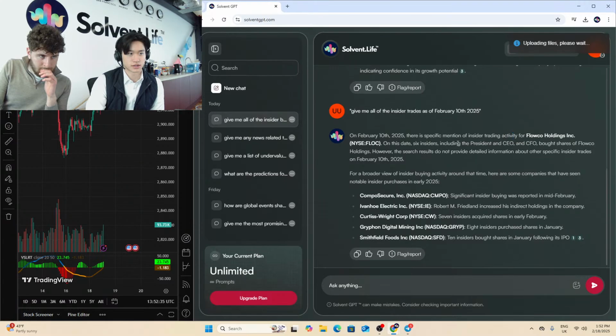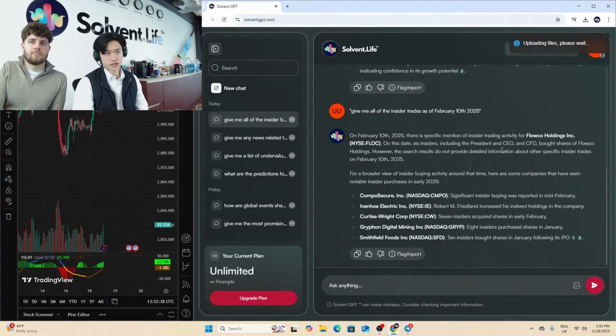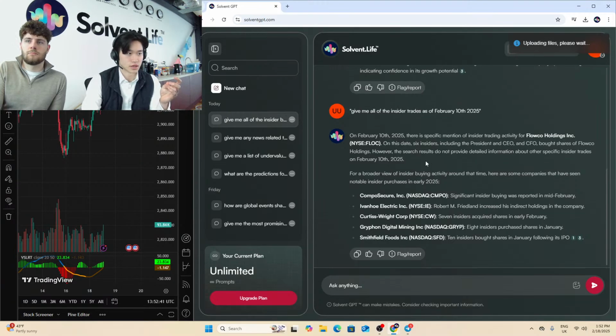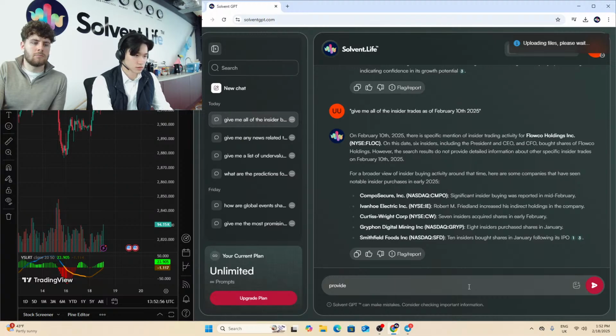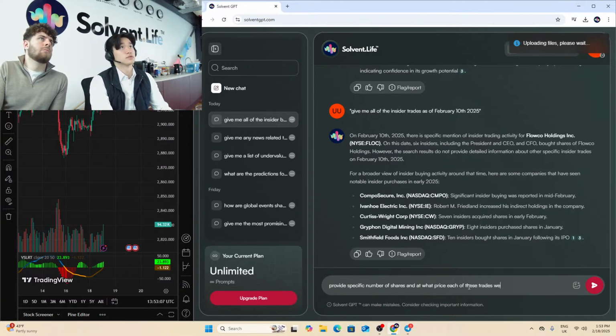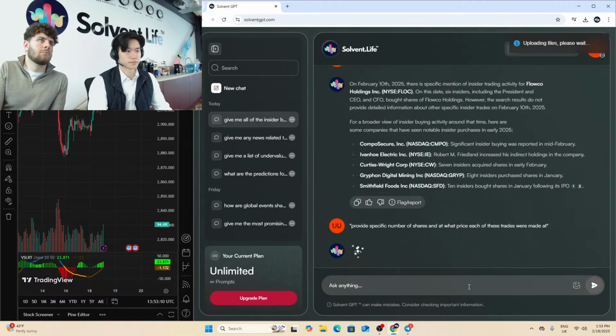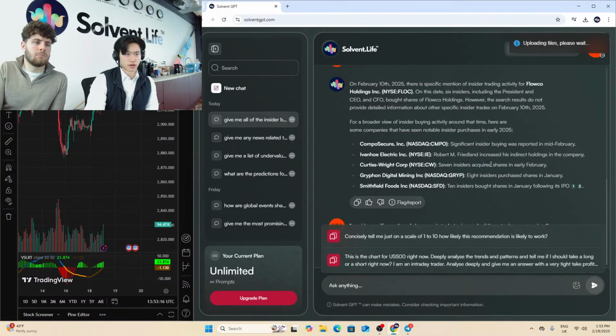On the state, 6 insiders, including the president, the CEO, and the CFO, bought shares of Floco Holdings. However, search results do not provide detailed information, specific number of shares and at what price each of these trades were made at. Okay, it does say how many insiders.